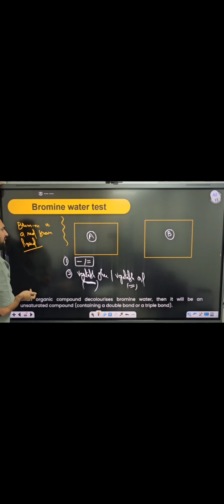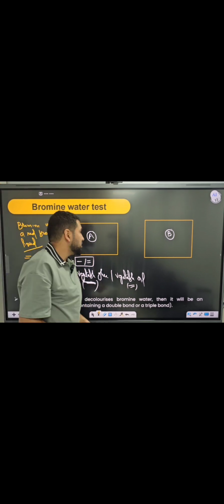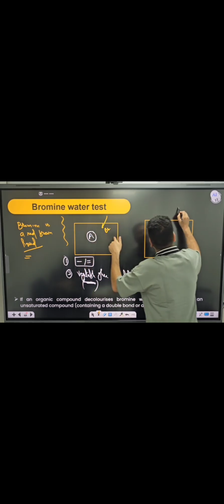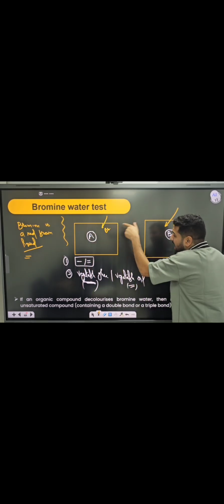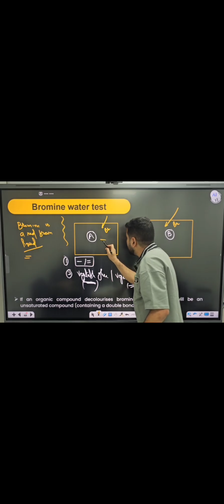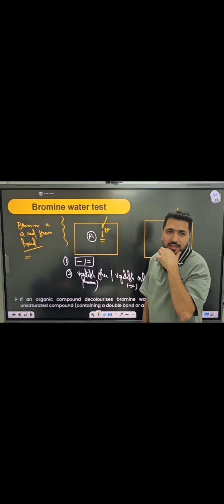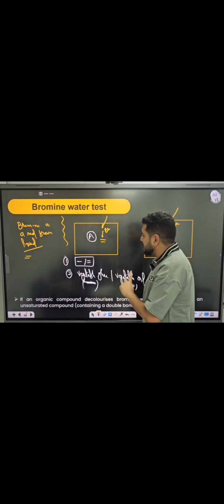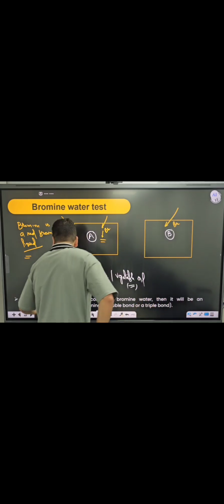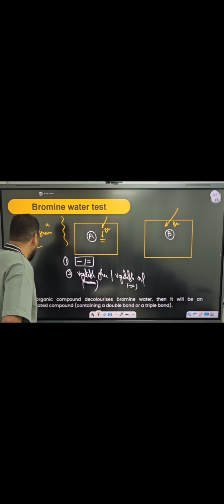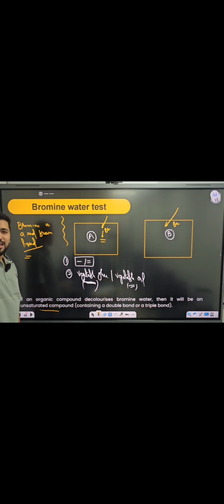If I add bromine to the compound containing a double bond, imagine in this container I am adding bromine. Now the compound that contains a double bond, bromine will break the double bond. So basically what will happen? If an organic compound decolorizes bromine water, then it will be an unsaturated compound.